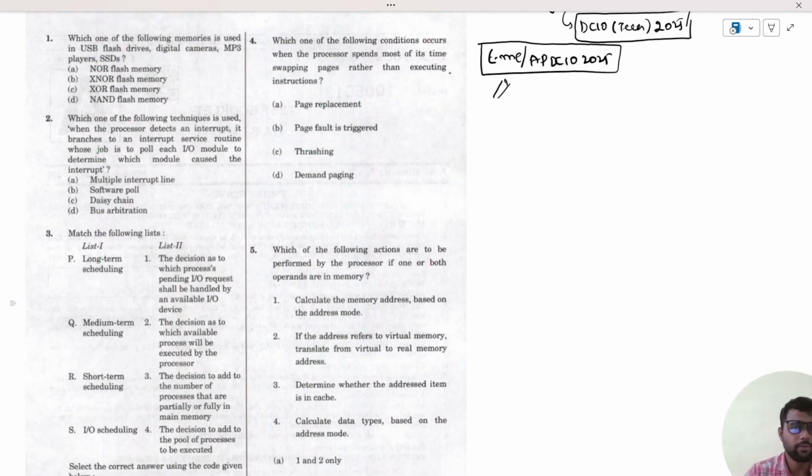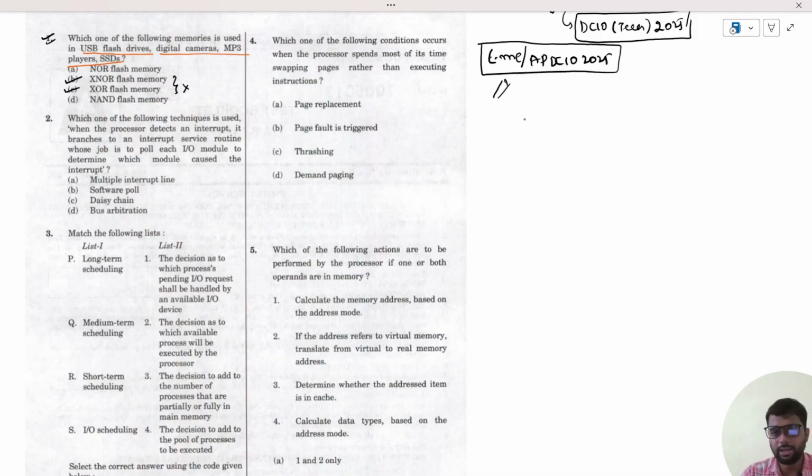Without further waiting, let us start with the first question. The first question is asked with respect to the USB flash drive. Which one of the following memories is used in USB flash drives, digital cameras, MP3 players, and SSDs? The options are given, and the answer is flash memory. Straight away you can cancel out two options: XNOR flash memory and XOR flash memory. Even if you do not know exactly, you can eliminate these two options.